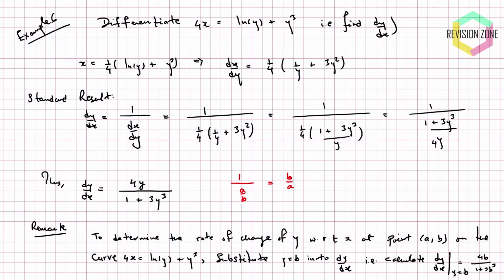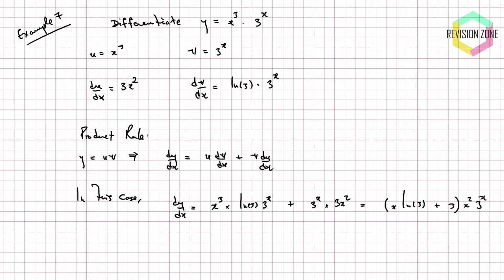And obviously it's going to give us 4b over 1 plus 3b cubed. Example 7 is a very straightforward application of the product rule. It's a very nice thing to look at because the function looks just so nice. It's something like x cubed times 3 to the power x.